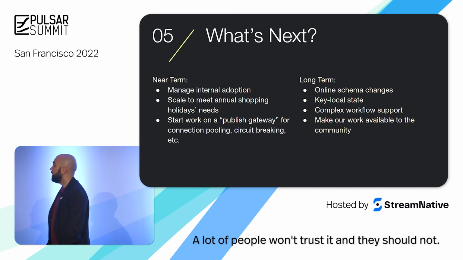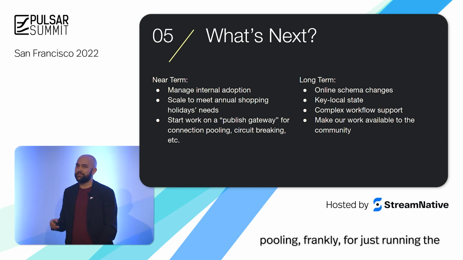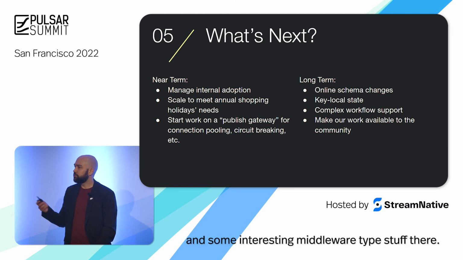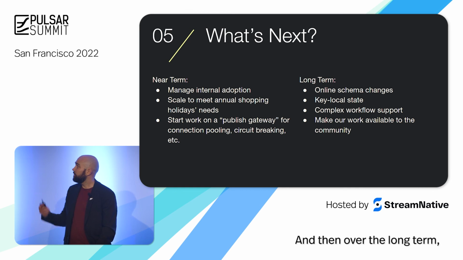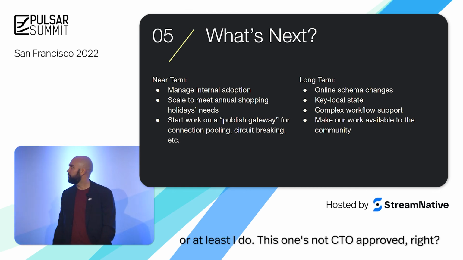After that, we're going to start work on a publish gateway for providing some connection pooling, frankly, for just running the Java client instead of the Python C++ client, and doing some circuit breaking and some interesting middleware type stuff there. And then over the long term, we've got some really interesting grand plans, or at least I do. This one's not CTO approved, right?